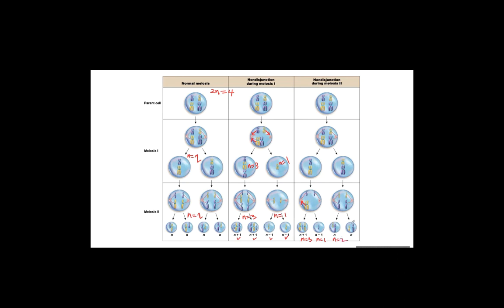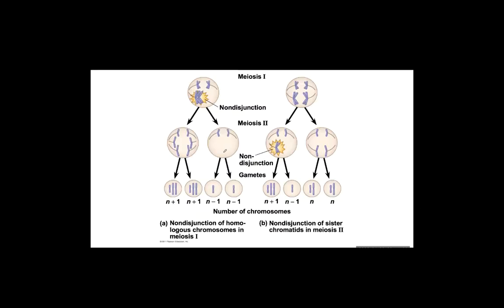So if this cell participates in fertilization, then in the next generation there will be no problem. But if this gamete or this gamete fuses with another gamete from the partner, then the chromosome number of the zygote will be changed. So this is non-disjunction: the members of a chromosome pair fail to separate. The members of a chromosome pair cannot separate correctly. We call that non-disjunction.